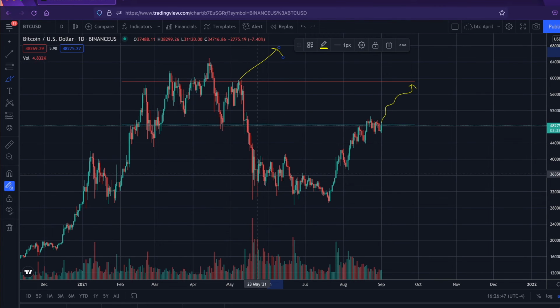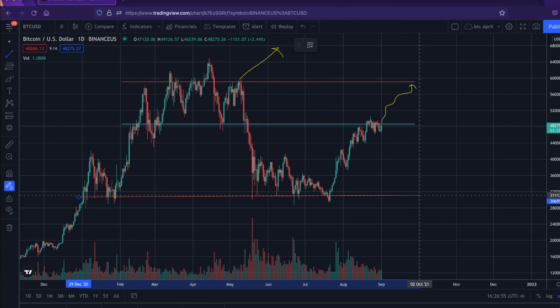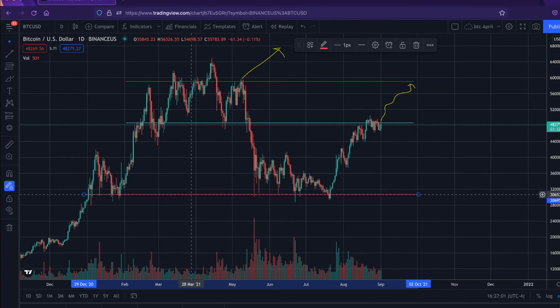Then we came down here and we even tested another support area. So we can use this as another support area. And I'm just drawing lines here, doing my own technical analysis.